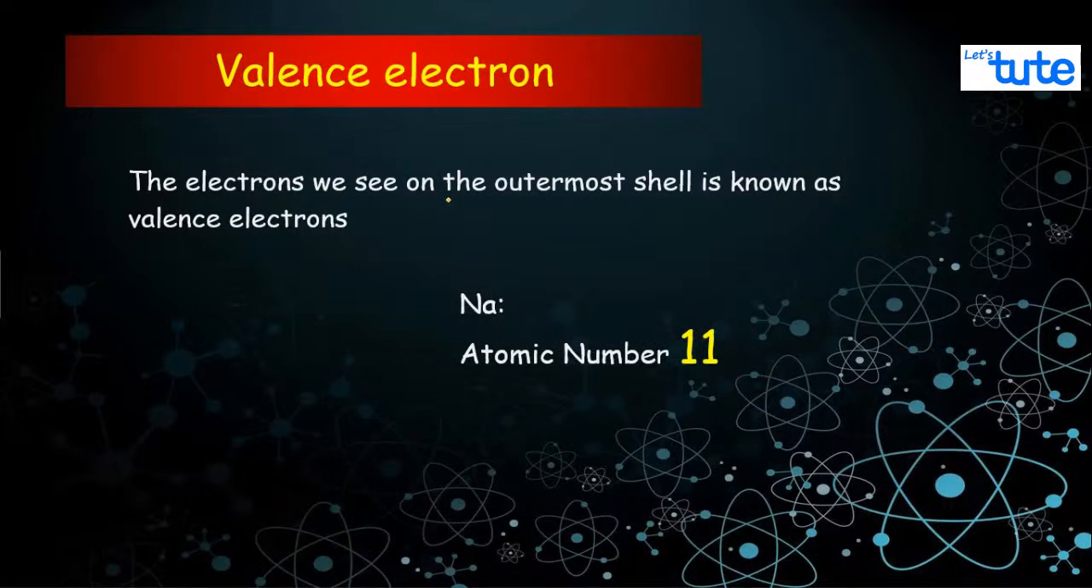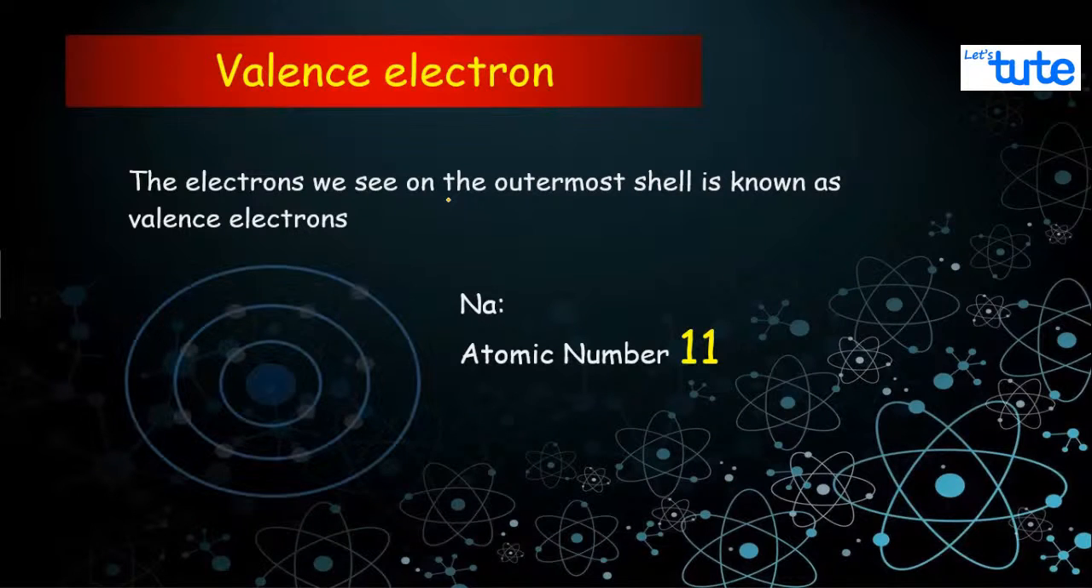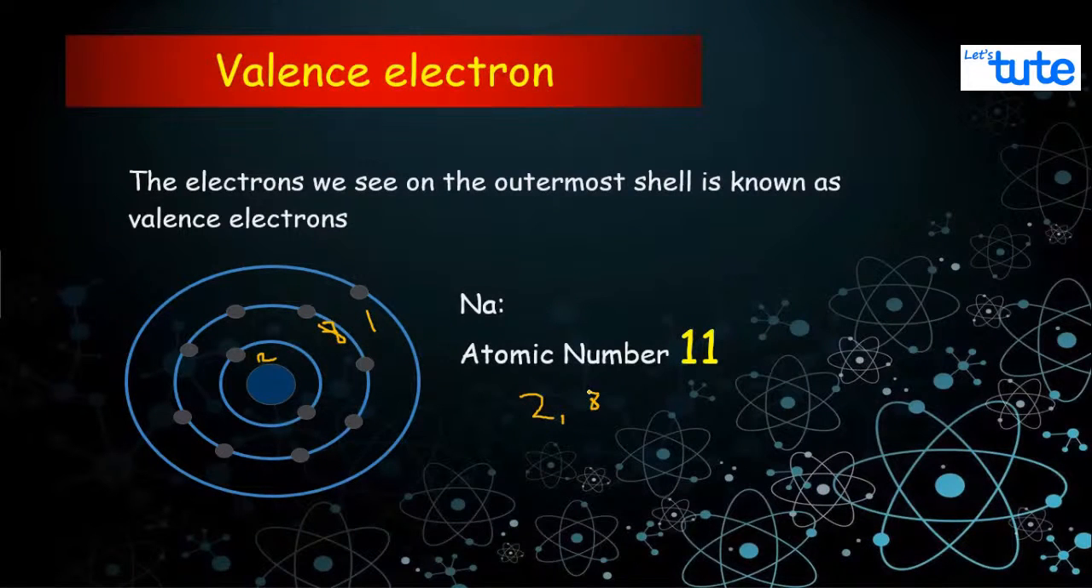So let's look at this example once again. This is about sodium. Sodium has atomic number 11, so the electronic configuration of sodium will be 2, 8, 1.